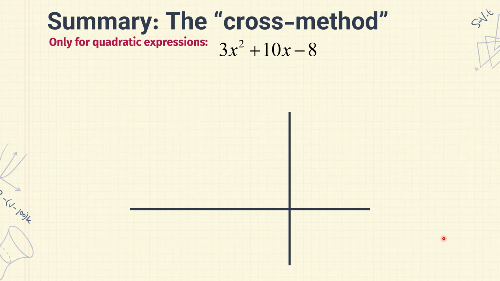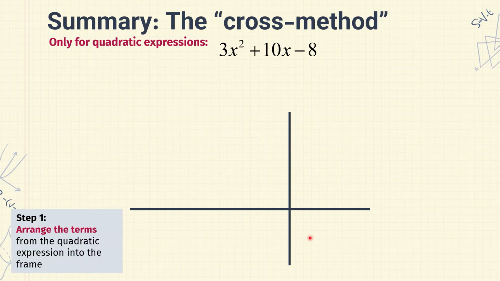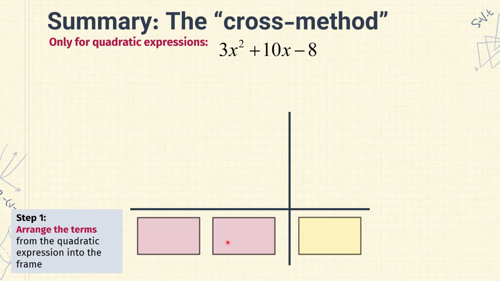The very first step that we must do is to arrange the terms from this quadratic expression into the frame, which is in the bottom row. How we go about arranging, there are three parts over here. We will first identify the term from this quadratic expression that has a power of 2, and that is our 3x squared over here. Then we have another term that is 10x, and the other term that is negative 8.